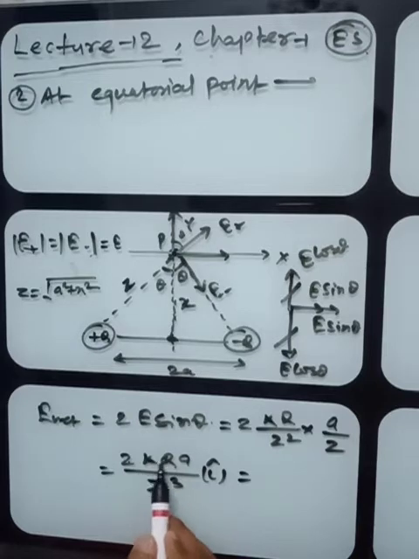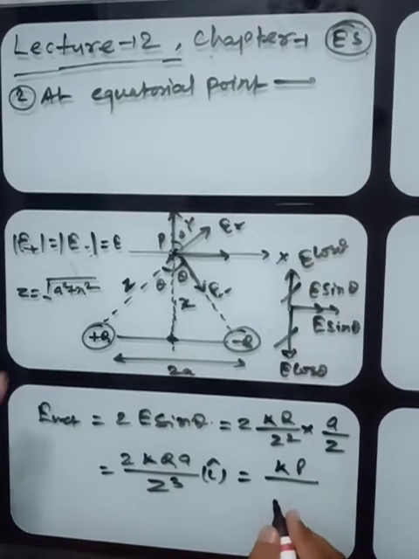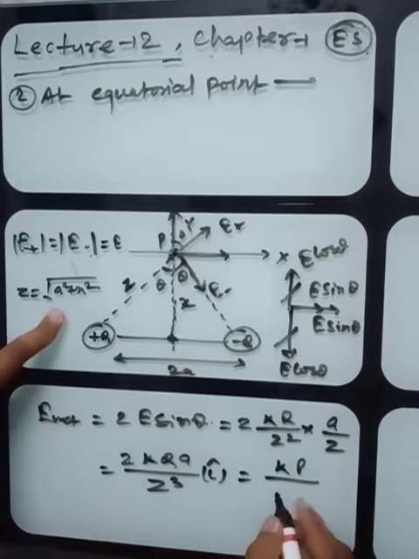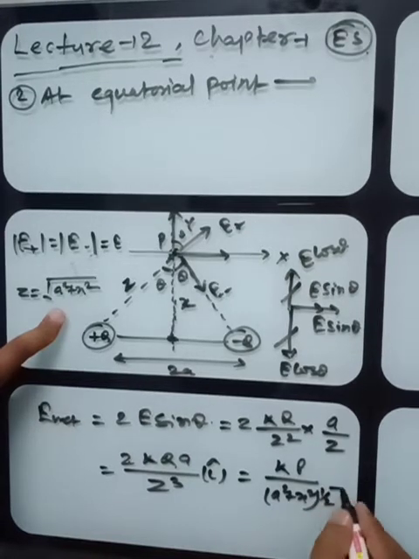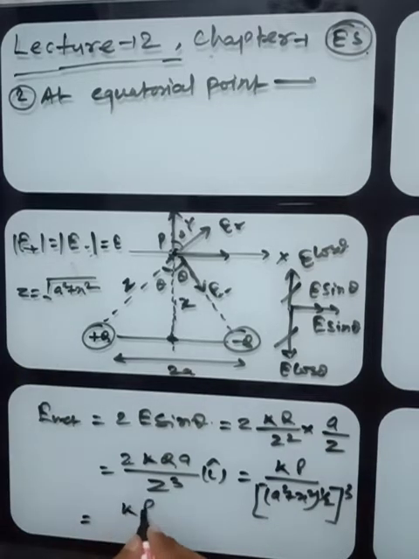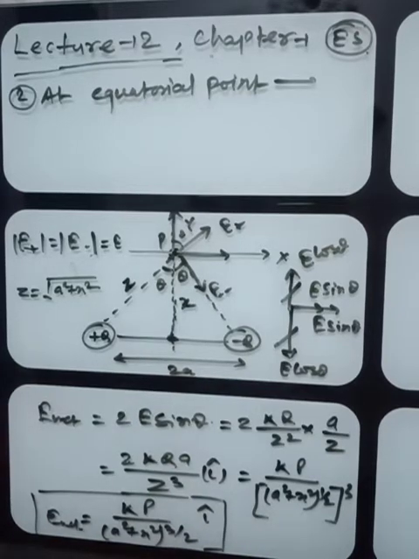Try to arrange q times 2a. This 2a times q gives you the dipole moment, that is p. So we get kp over Z cubed, and Z is root under a square plus x square, that is to the power half. So the net electric field equals kp over (a square plus x square) to the power 3 by 2, along the x axis. This is the electric field formula in case of the equatorial point.